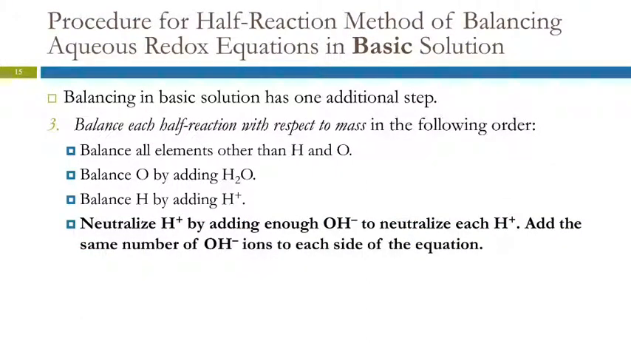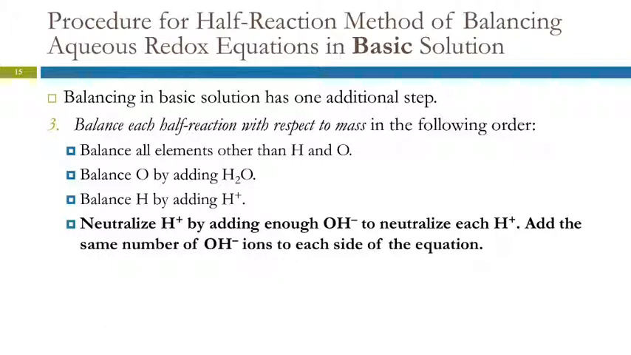Okay, so that was in acidic solution. What if we have this occurring in a basic solution? So we're going to do the same steps, and we're going to add one thing. So when we're balancing with respect to mass, we're going to do what we did before. We're going to balance oxygen by adding water. We're going to balance hydrogen by adding H+.